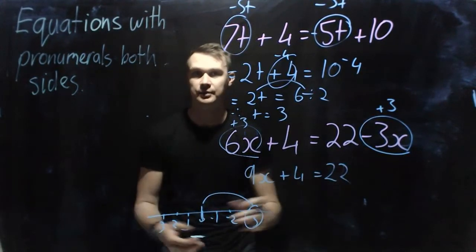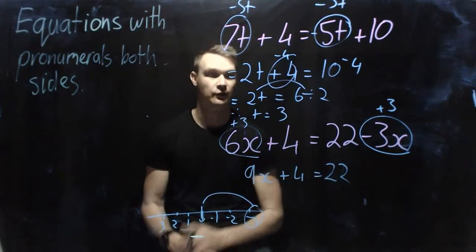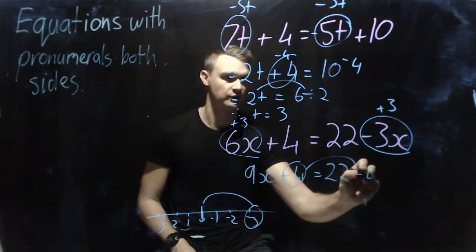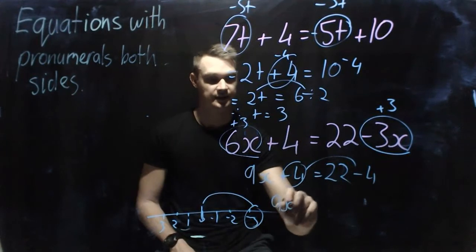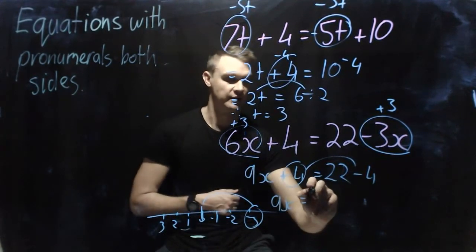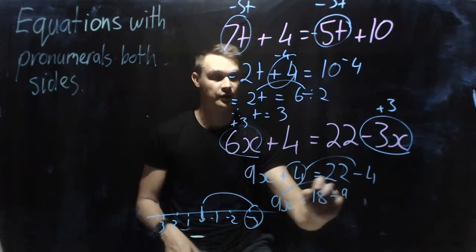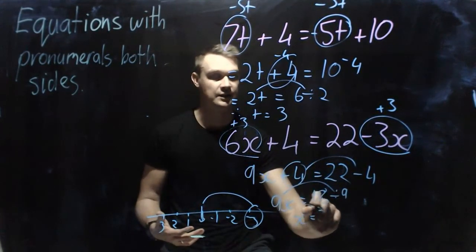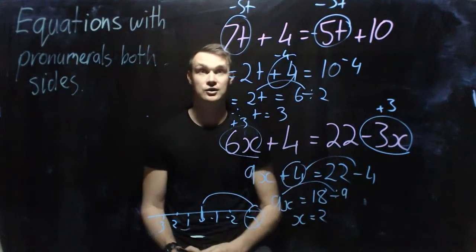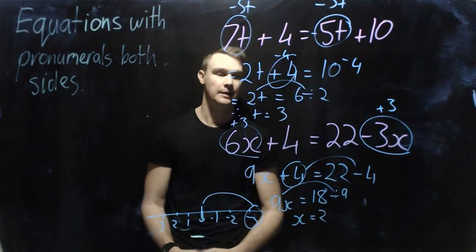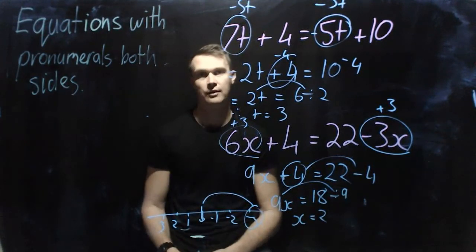And now we can simply solve the equation using our normal balance method. Again, we've got positive 4, so on this side it's going to be minus 4. That leaves us with 9x equals 18. We've got times by 9, so on this side it's going to be divided by 9, which gives x equals 2. I want to make sure that you understand how to use both adding and subtracting pronumerals on both sides. Make sure you're taking notes and asking questions as we go through. Thanks, guys.